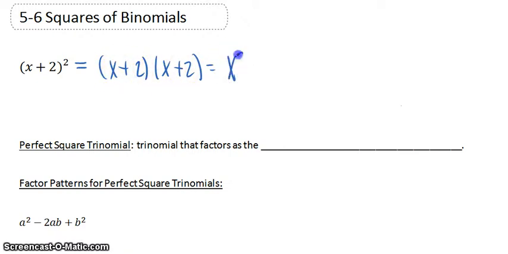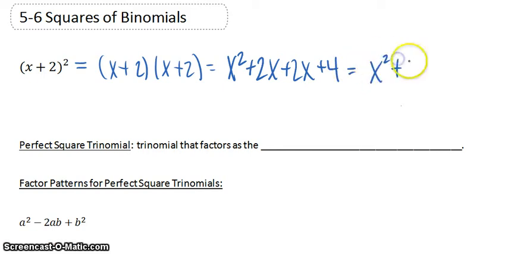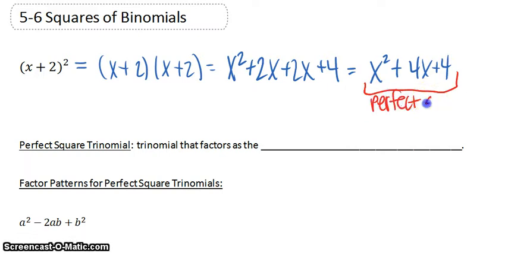So we're going to end up having x squared plus 2x plus 2x plus 4. And then we simplify that to x squared plus 4x plus 4. And once we get that, this right here, let me change colors to make it all official, is a perfect square trinomial.